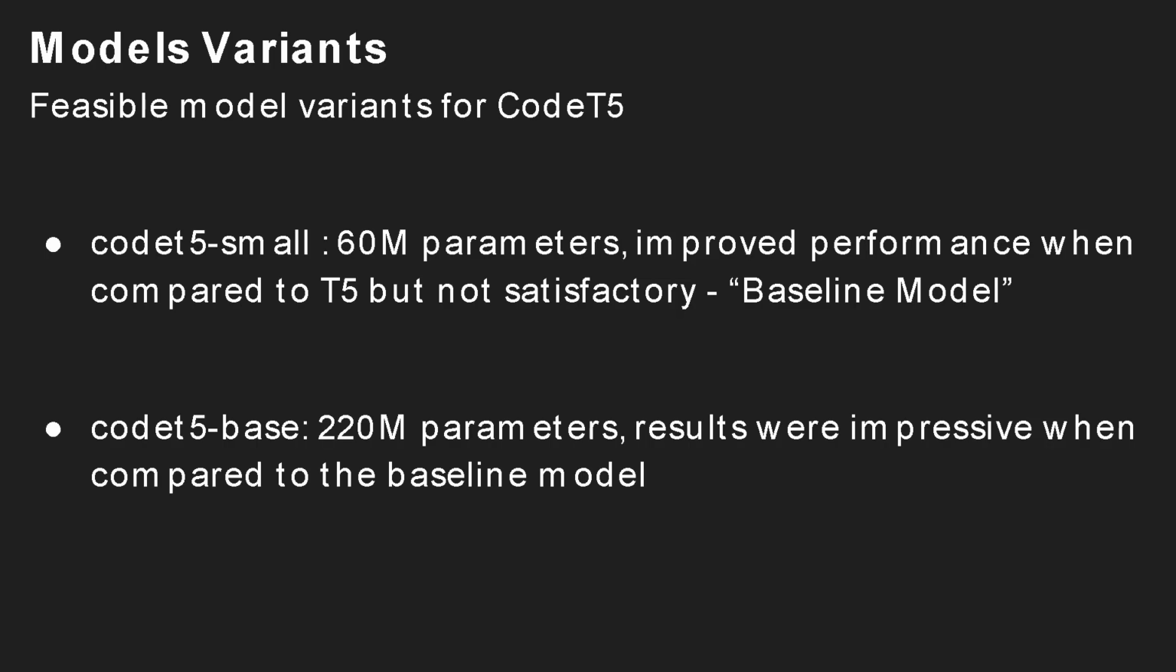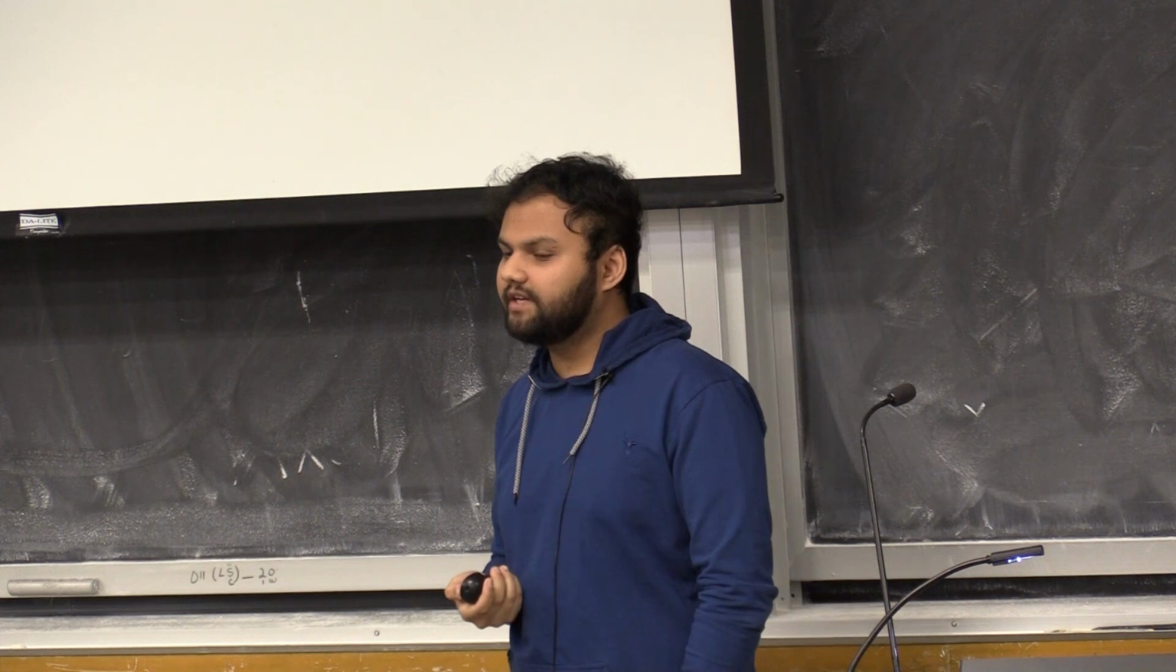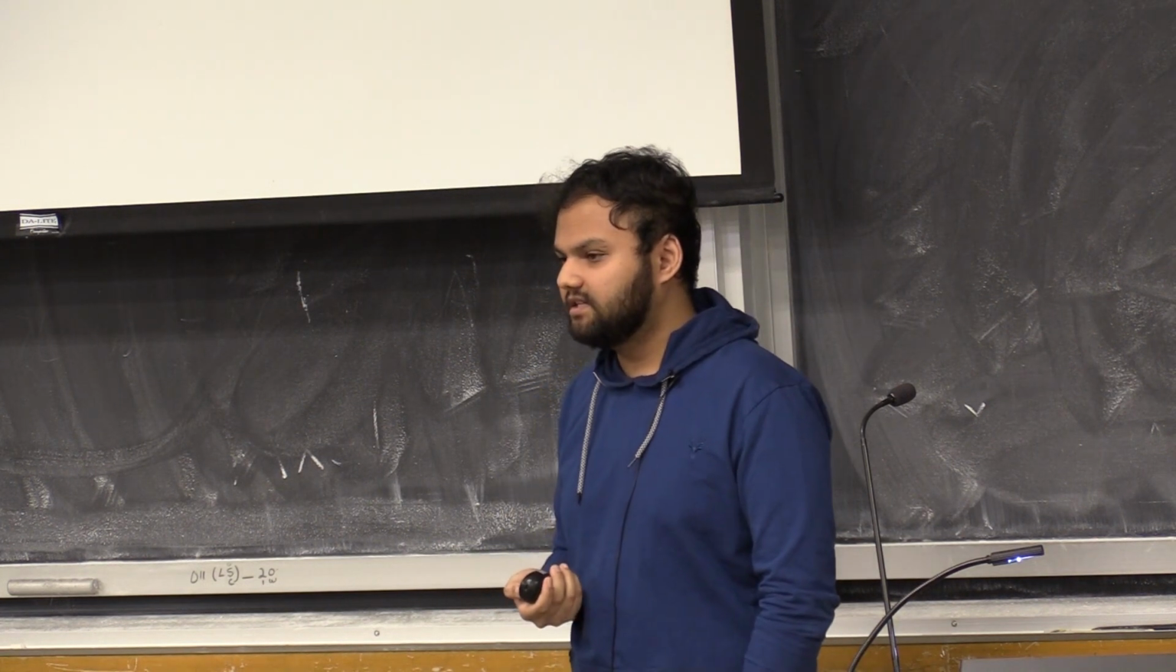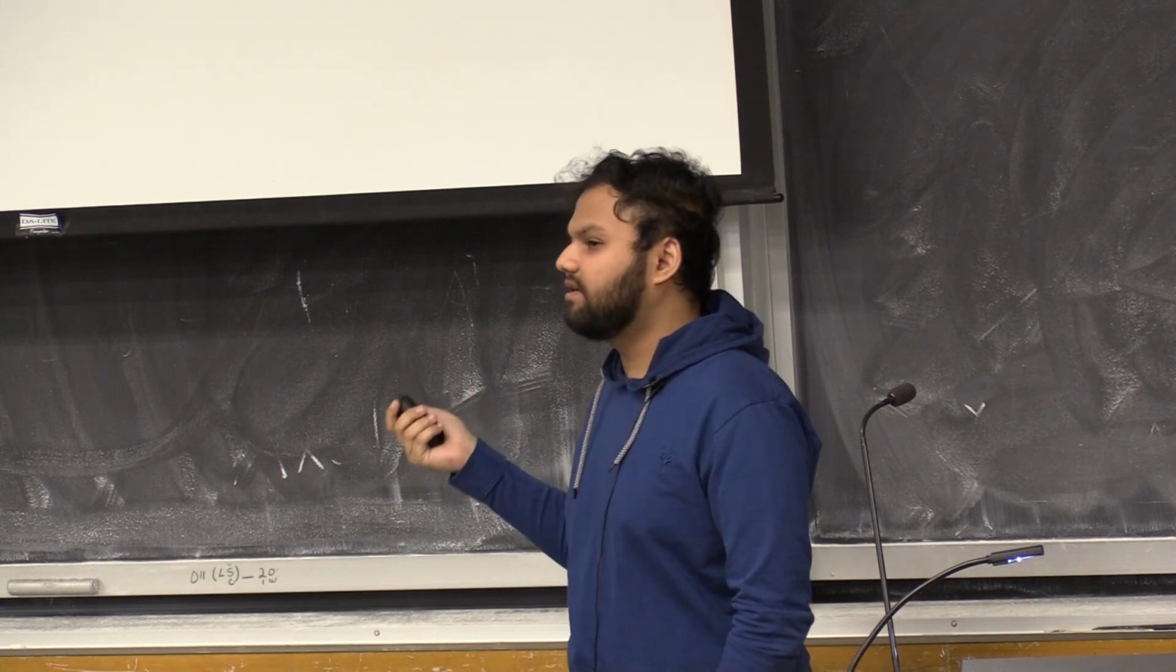The CodeT5 model variants that were feasible for us to use considering our computational limitations were the CodeT5 small and the CodeT5 base variants with 60 million and 220 million parameters respectively. As we fine-tuned this model, we observed that the smaller variant could not produce satisfactory results. So we decided to use that as our baseline model and use the larger variant as our main model.